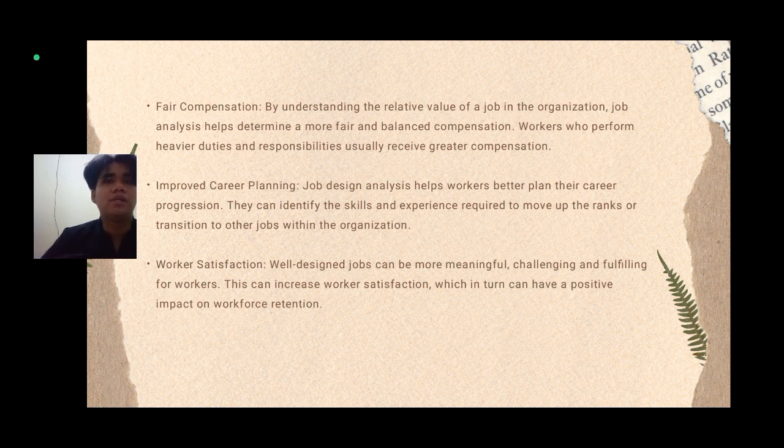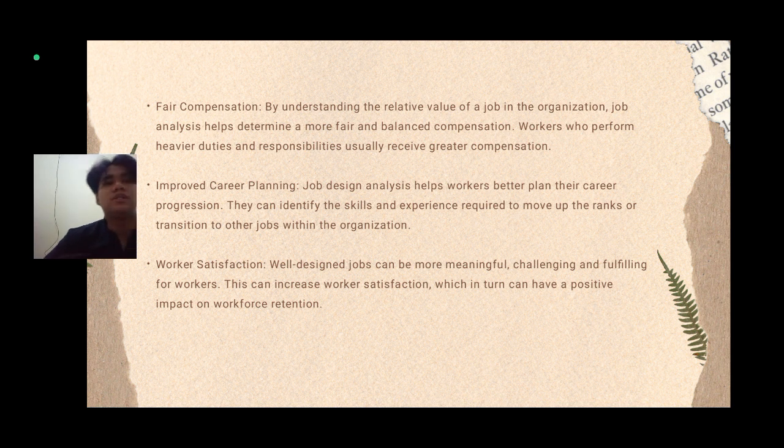Fair compensation. By understanding the relative value of jobs in the organization, job analysis helps determine a more fair and balanced compensation. Workers who perform heavier duties and responsibilities usually receive greater compensation.